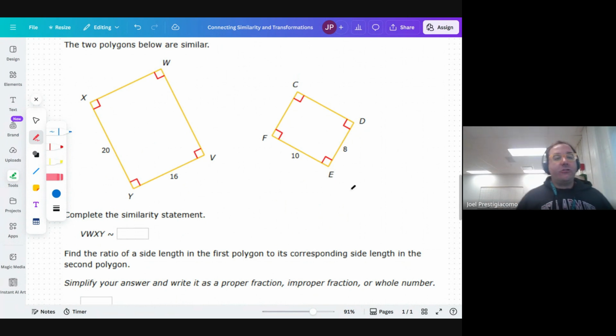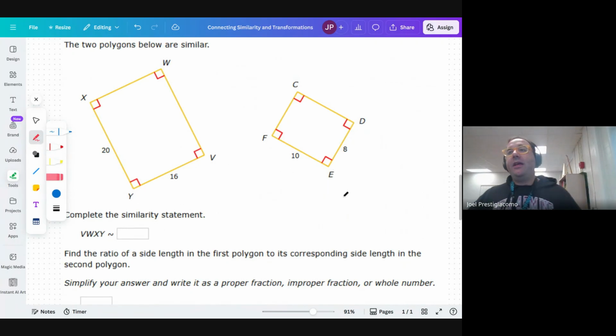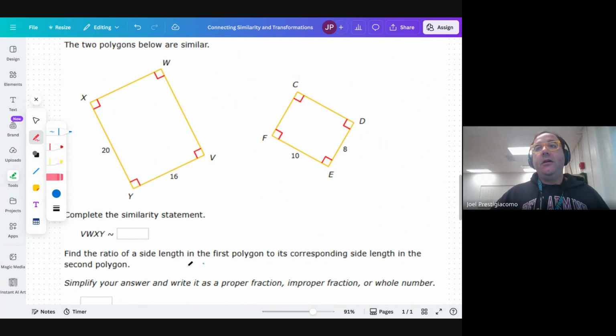So, another question here. We've got two similar polygons. We want to complete the statement, and then find the ratio of a side length in the first polygon to the side length in the second. So we're going to go first, then second, and write that as a proper fraction. Again, that's what it says: find the ratio of a side length in the first to the second. So that's going to have a number and then another number, so we'll see it written that way with the colon, or we can write it as a proper fraction, 1 to 2 or whatever it is.